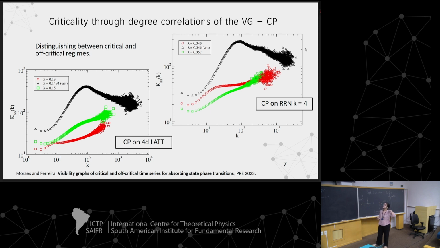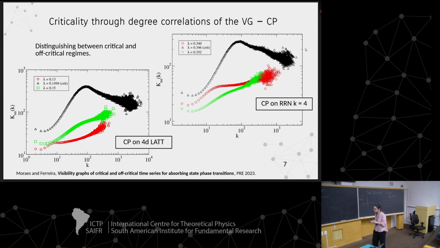So we can say that the visibility graph is a good tool to use, calculating the degree correlations, to distinguish between time series that are in different regimes. For example, in the critical regime you have the signature, and in the off-critical regimes you have just assortative patterns. And it holds very well for different cases. For example, here we have a 4-dimensional lattice, and here we have the same situation for the contact process in a random regular network. Off-critical, assortative. Critical, disassortative. Okay?